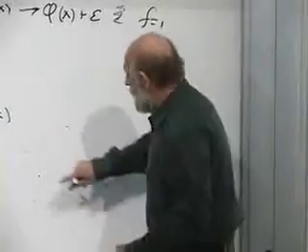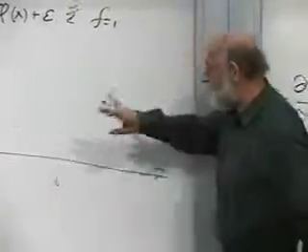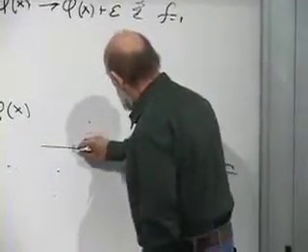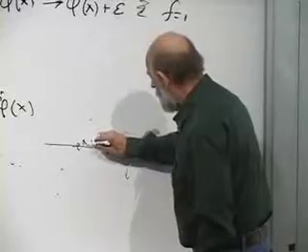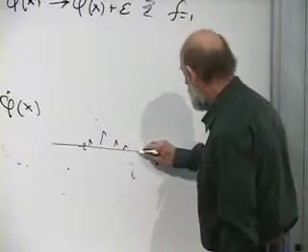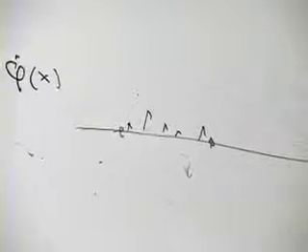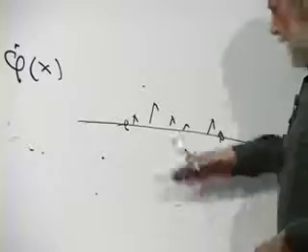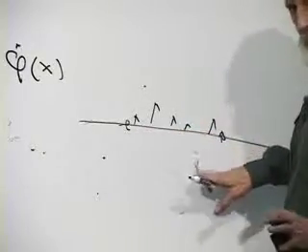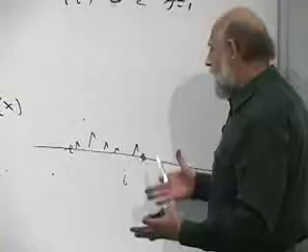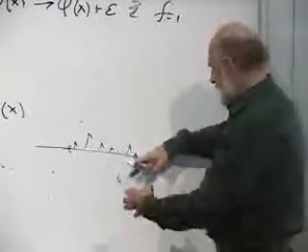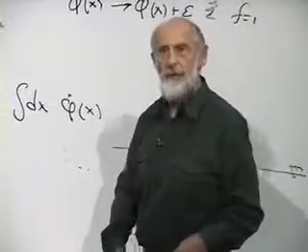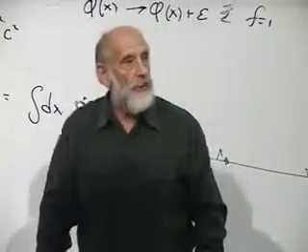For example, we could start out with the string absolutely stretched straight, but with some part of it between here and here moving upward, and every place else stationary. The integral of phi dot is positive. Why? Because phi dot is positive everywhere. It's not zero. And what will happen? With time, the field will move in various ways, but the integral of the velocity of the field will stay the same. So that's a conservation law.